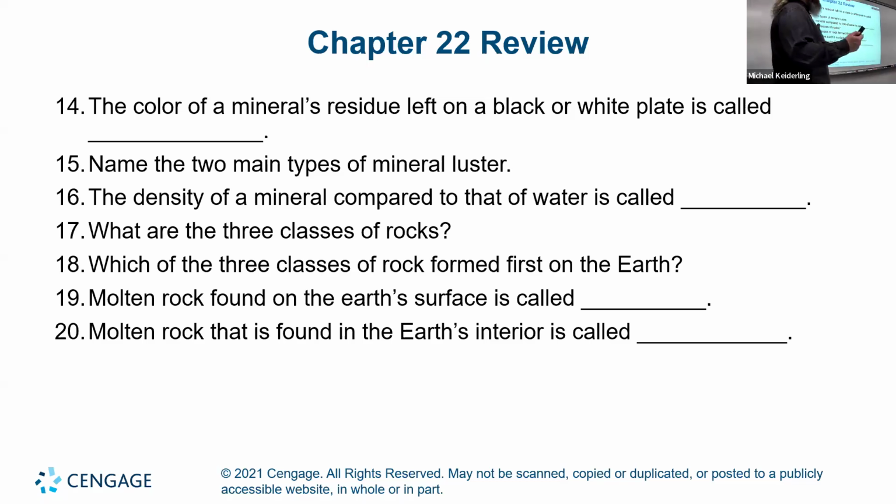The three classes of rocks are igneous, sedimentary, and metamorphic. The one that formed first on Earth is igneous, because originally Earth was molten. Molten rock found on the Earth's surface is called lava. Molten rock that's found in the Earth's interior is called magma.